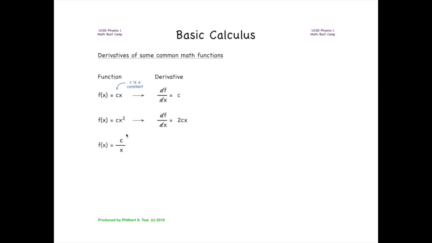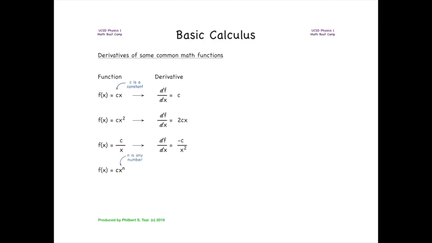If the function f of x is equal to c over x, we can rewrite this as c times x to the minus 1, remembering that x to the negative power is the same as 1 over x to the positive power. We can then repeat the procedure of bringing the exponent down and reducing the exponent by 1, which then results in the derivative of c over x as being minus c over x squared.